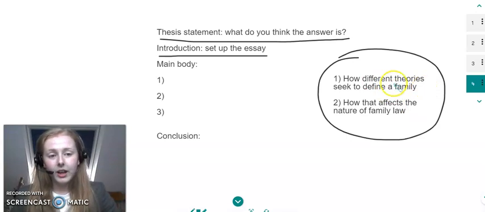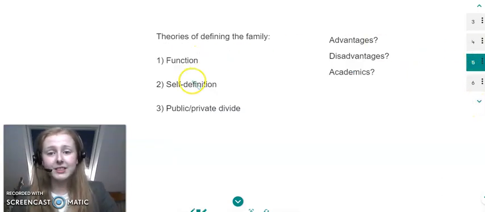So let's have a look. We're going to now look at different theories to define a family. Do you think you can give me any theories so far? If you've learnt any, or if you're not sure, that's fine. It's just to see your basic knowledge as to how we can build upon this. How would you approach this and what theories would you use? Yeah, those are exactly the ones that I had ready: function, self-definition, and then considering the public-private divide.